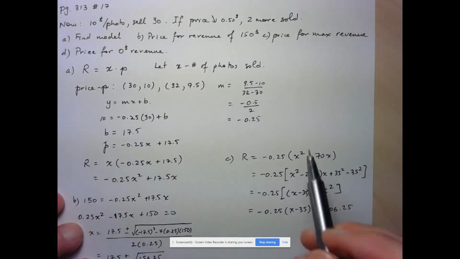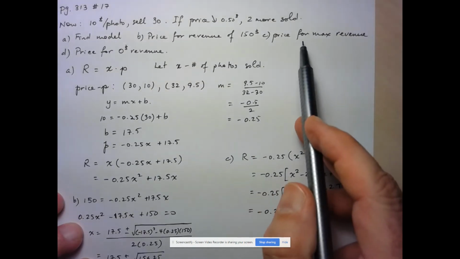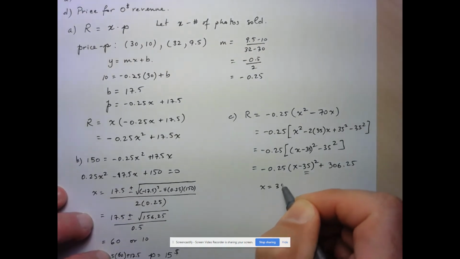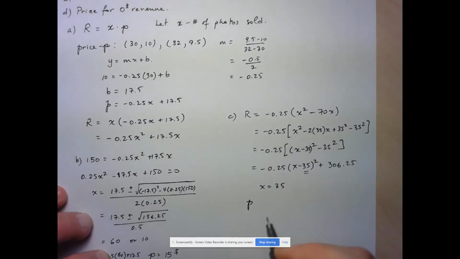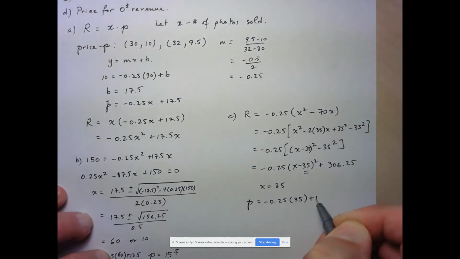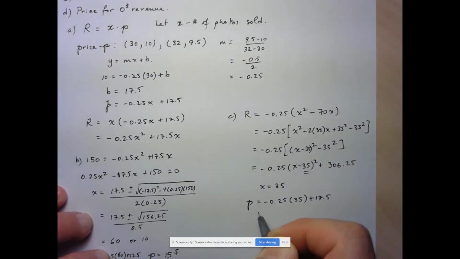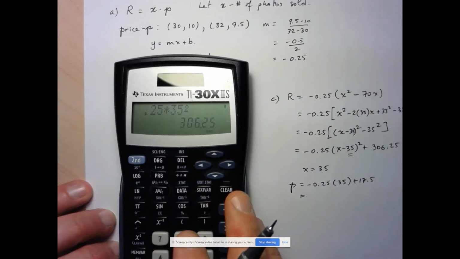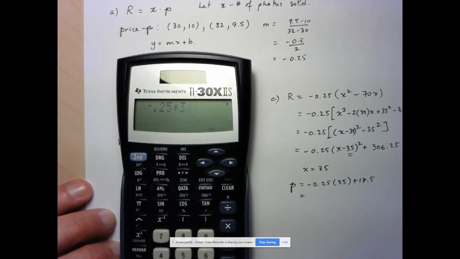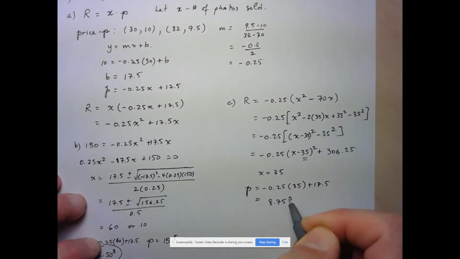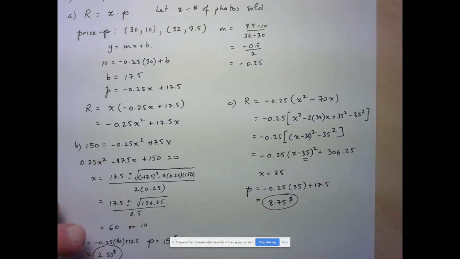They didn't ask for the maximum revenue, they asked for the price for the maximum revenue. So it means I need to sell 35 photographs, and let's put that into our price function. So negative 0.25 times 35 plus 1750, and that's going to give me 875. So 875 is the price that's going to give me the maximum revenue.